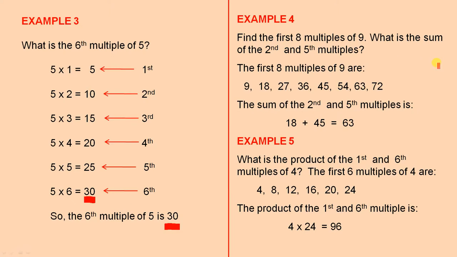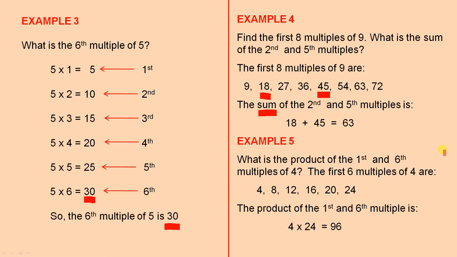Example 4. Find the first 8 multiples of 9. What is the sum of the 2nd and 5th multiples? So the first 8 multiples of 9 are, just do the 9 times tables. Take the first 8 multiples. The sum of the 2nd and the 5th multiples, so here's the 2nd multiple. Here is the 5th multiple. If you add those together, because we're looking for the sum, the answer is 63.